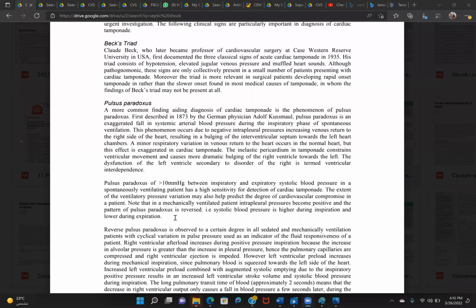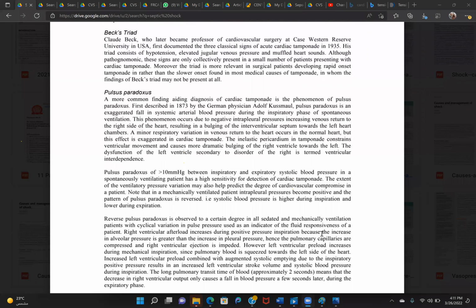And the reverse occurs in the sedated, paralyzed patient, because the physiology now is not negative pressure ventilation, it is positive pressure ventilation. So the mechanism is different.